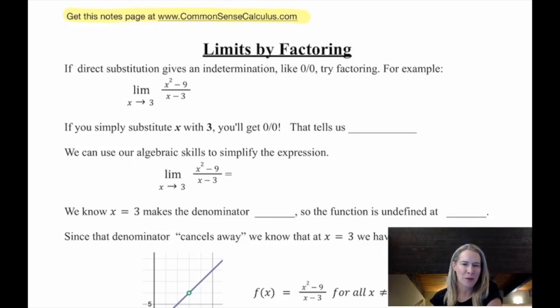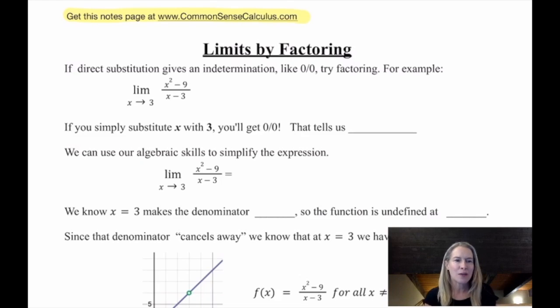If you're trying to evaluate a limit, of course, the first thing you always want to try is direct substitution. If you get a numeric value through that method, then great, you're done, you found your limit. If you don't get a numeric value, if you get something maybe like 0 over 0, try something else, like factoring. So here's an example.